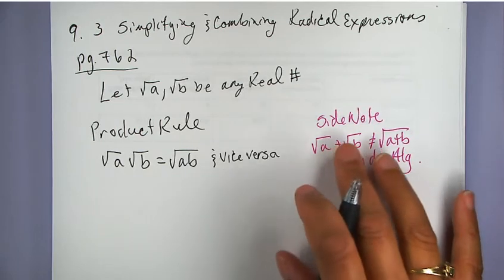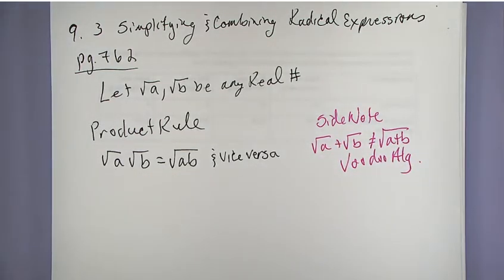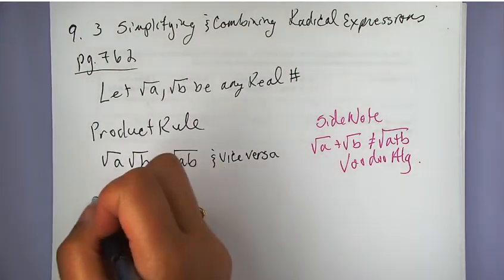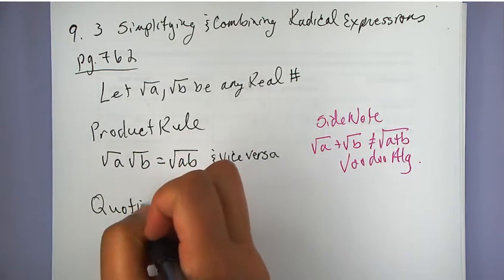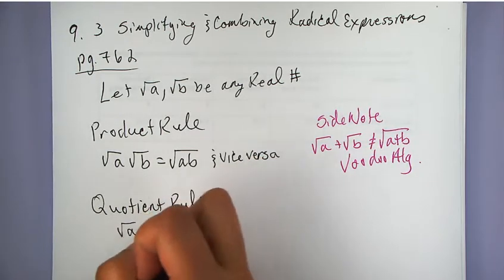Let's do the quotient rule. And it works just the same way. The square root of a over the square root of b is equal to the square root of a over b, so the entire square root. So that entire radical is equal to the square root of a over b.